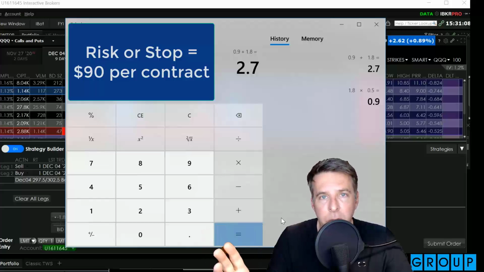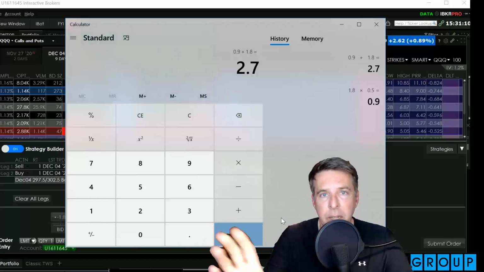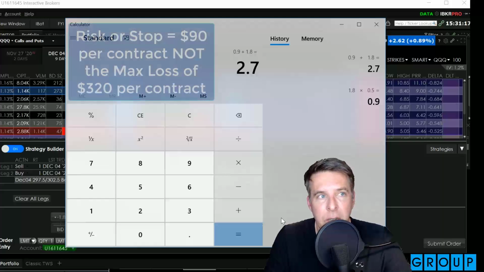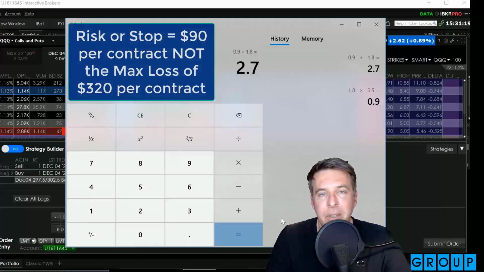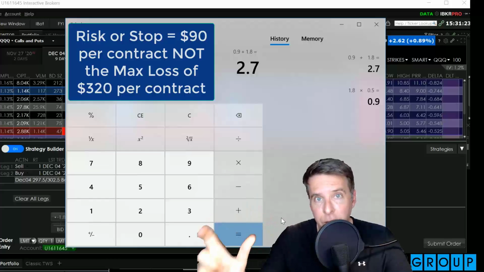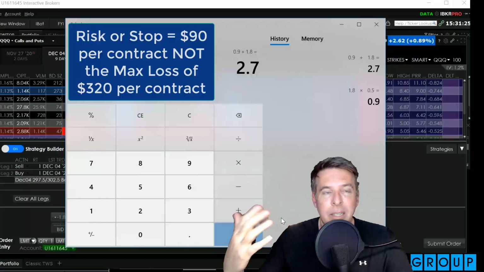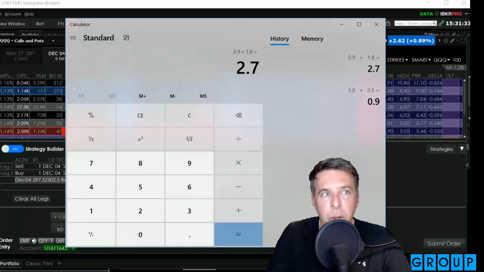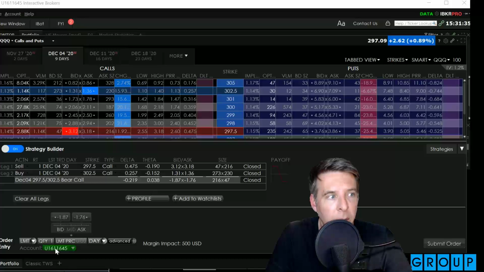I'm not going to talk about targets or how we manage winners. Today is just about stop losses and how we manage risk. So that's $2.70. That's not the same as the 320, which would be $1.80 plus 320. We would essentially be closing it out for $5 when we only brought in $1.80. So in this case, it's 50% of the premium. So we would close this if we saw basically the midpoint of this at $2.70.